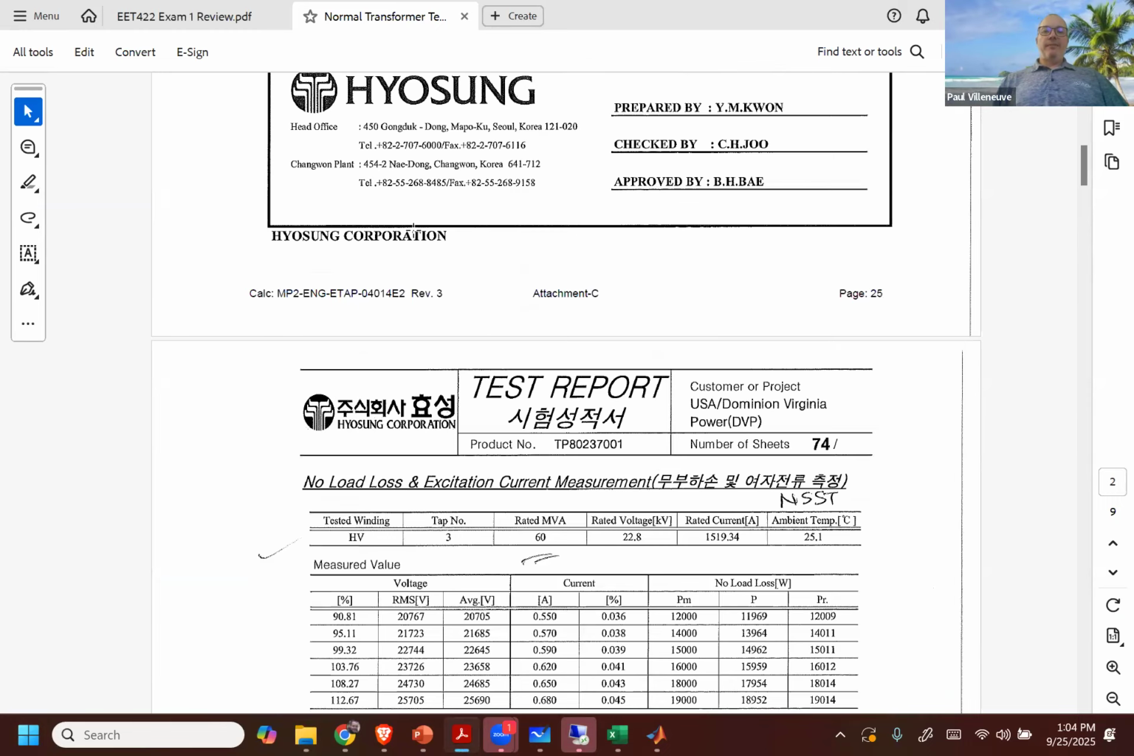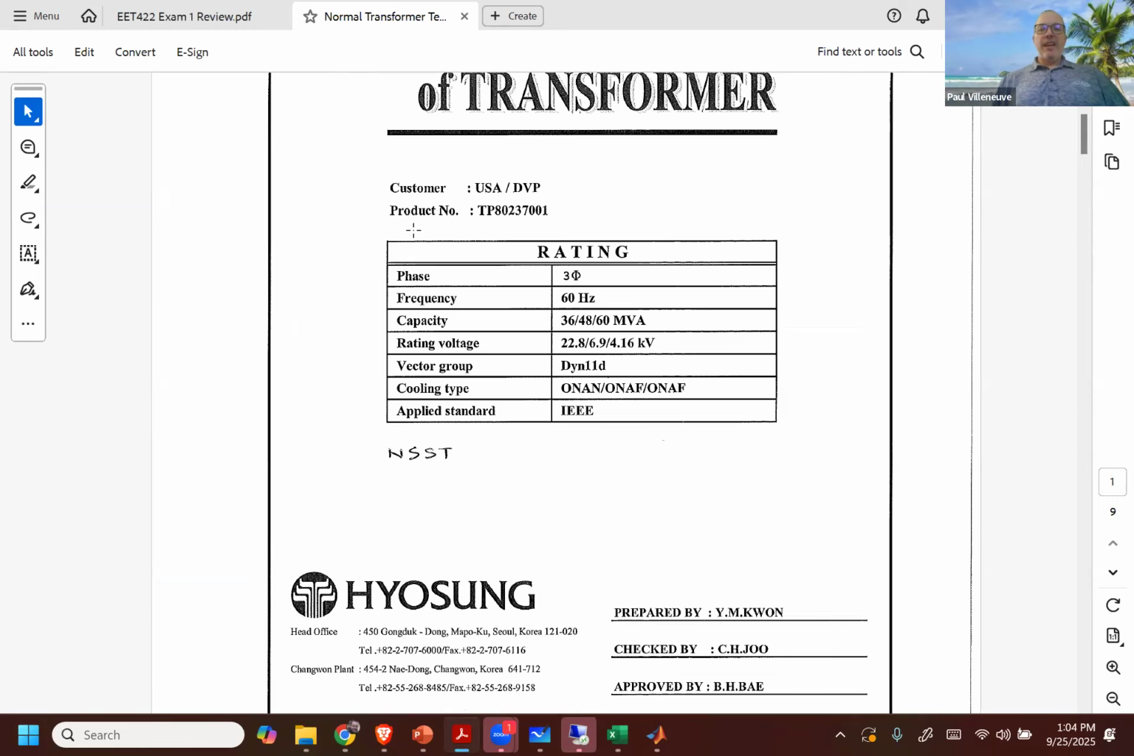Oh, great. I do have one. Is this one satisfactory? The little itty bitty transformer, but it's 3 winding. You can see it's 3-phase, 60 hertz, base rated for 36 MVA.